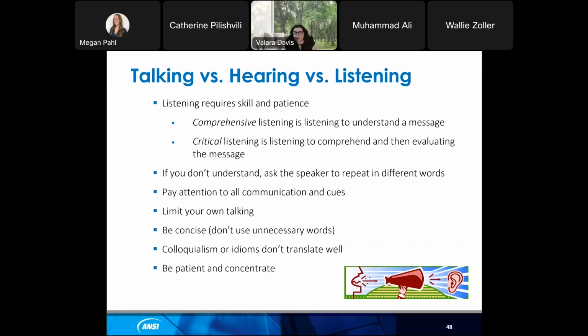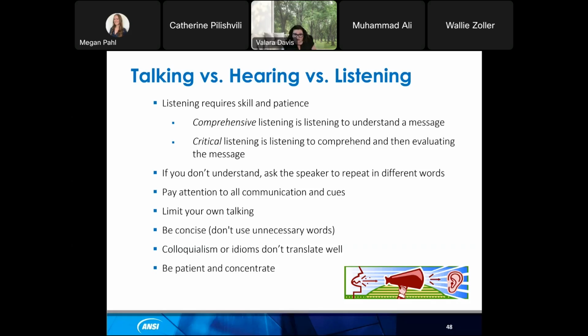So now I'm going to talk about a few elementary things to think of when you're at a meeting. So talking versus hearing versus listening. So we all know that listening requires skill and patience, and we should be going into these meetings thinking comprehensively and critically, making sure that we understand the messages that are being delivered, and then also evaluating what those messages are. We are in meetings with people of other countries where English is not their first language.